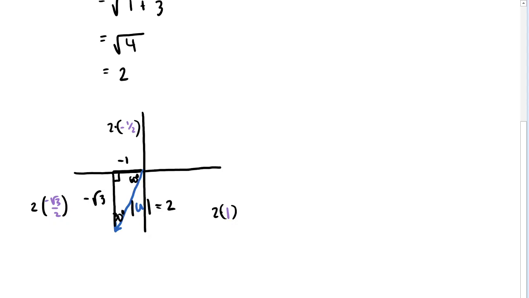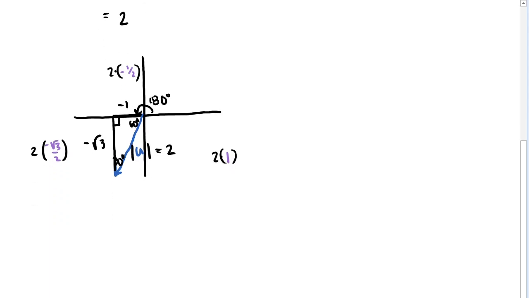And so here we're looking at an angle that's 60 degrees past 180. In other words, the direction of our vector is 240 degrees, right? 180 degrees on top of 60 degrees. It's 240. That's the direction of this vector.